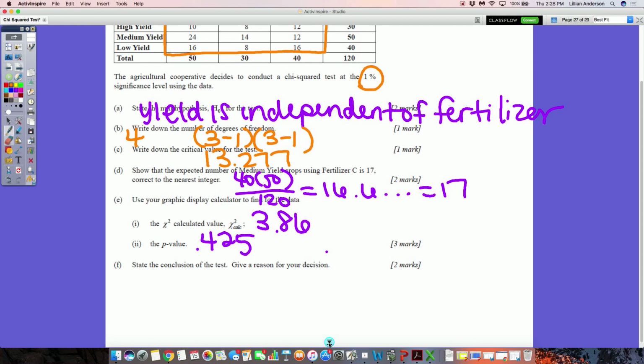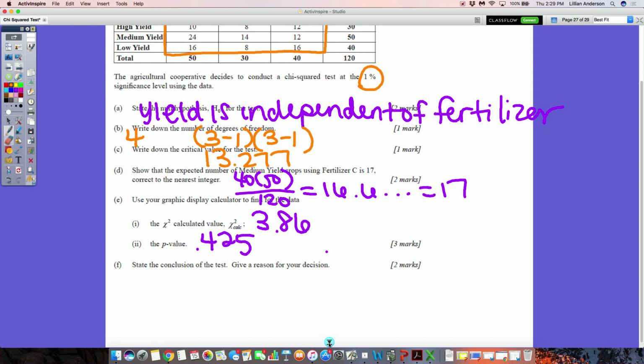So who used the critical value and the chi-square test statistic? Raise your hand. Okay, put it down. Who used the p-value and the significance level? No matter which one you choose, we should end up with the same result. Now the answer, whether we accept or reject, that's the A1. But we can't get that without the math to back it up, which is the R1.